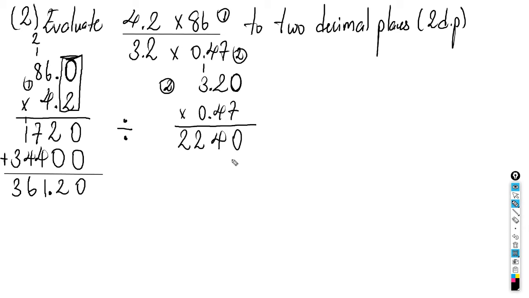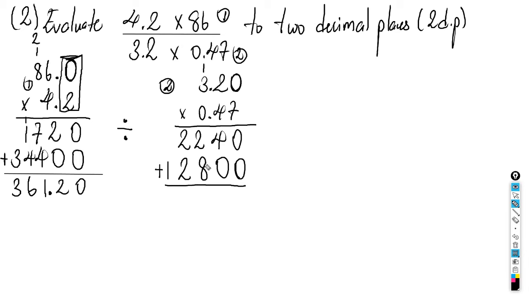Then we're going to do the 4 now, so we're going to put a 0 for the placeholder. Then 4 times 0 would give us 0. 4 times 2 would give us 8. Then 4 times 3 would give us 12, all right? Then we're going to add these guys.